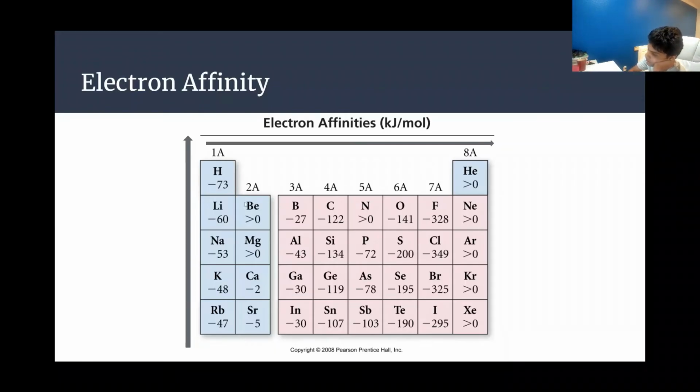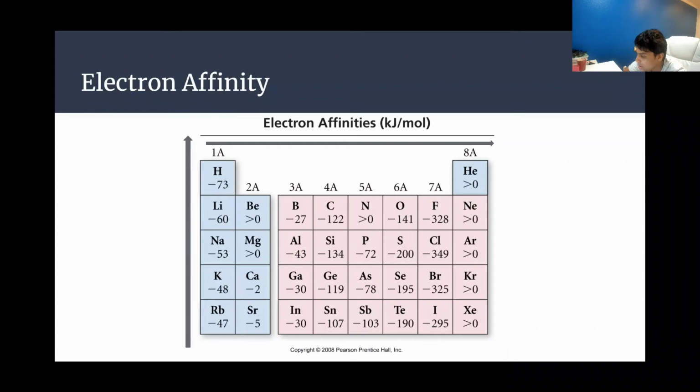We have beryllium and magnesium. As you add another electron, it goes from an s orbital to a p orbital. The electron is less stable there, so it takes more energy to keep it inside. You're making it go to a higher energy orbital, so you need more energy to keep it stable in there.